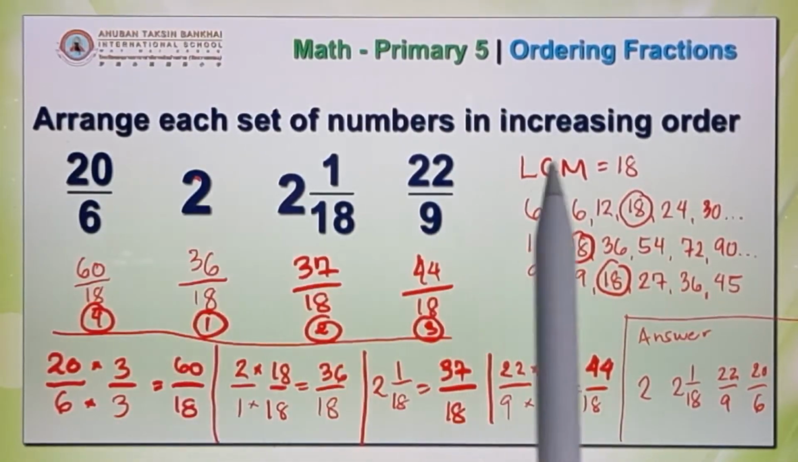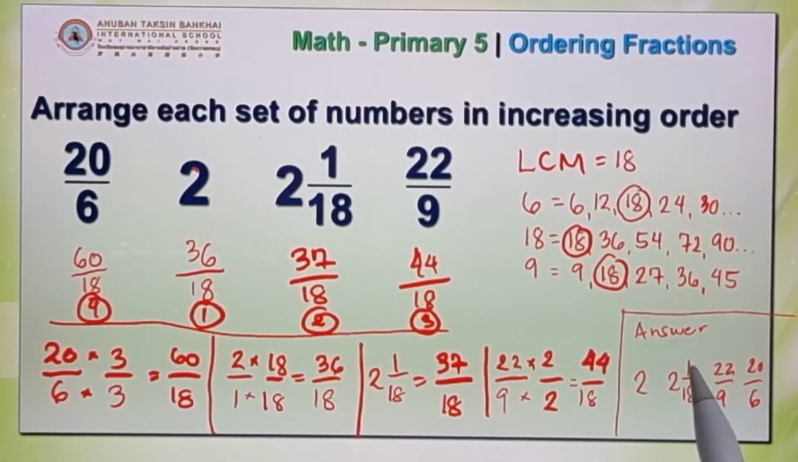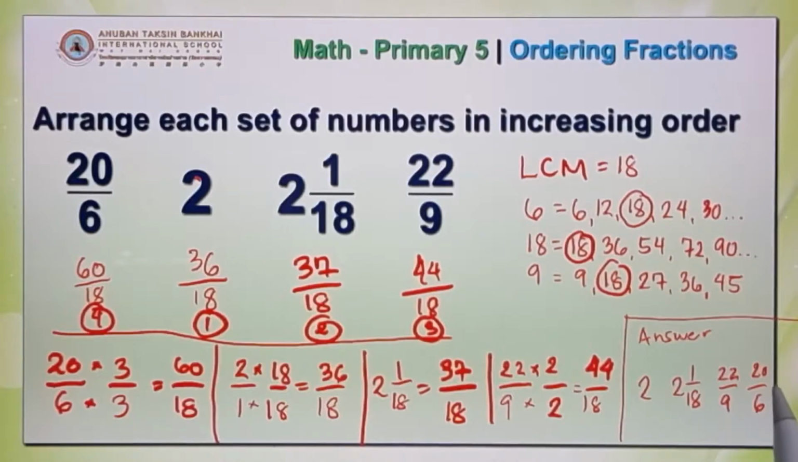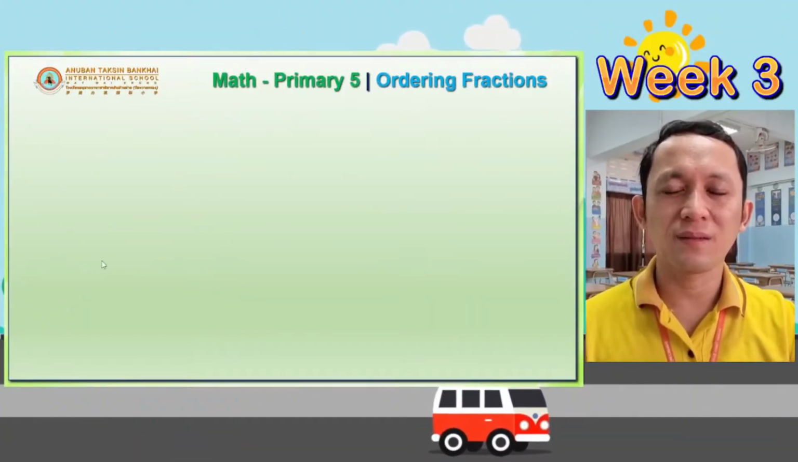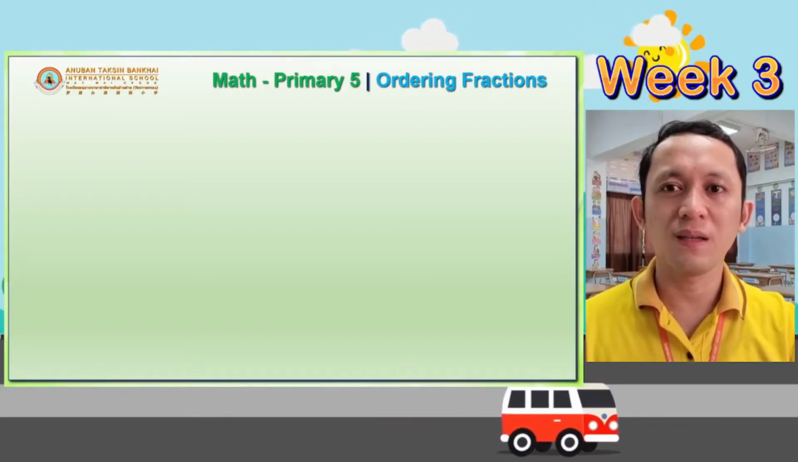If we're going to arrange this in increasing order, we have 2. Next, we have 2 and 1 over 18. Next, we have 22 over 9. And the last one, we have 20 over 6. Okay, so now we are done answering those examples, how to arrange fractions in increasing order.